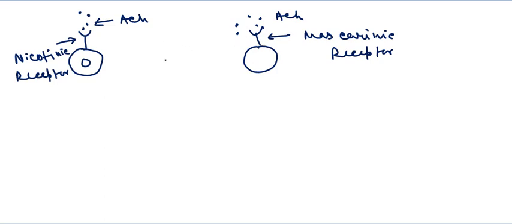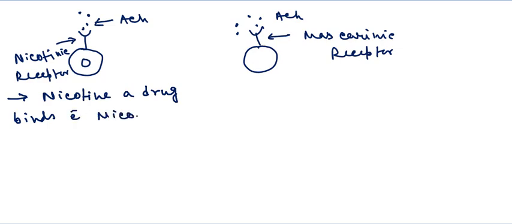Okay, and these receptors are named for the drugs that bind to them and mimic the acetylcholine effect. The nicotinic receptor derived its name from the fact that it was first discovered when nicotine, a drug, was shown to bind to it. The nicotine binds with the nicotinic receptor, and for this reason this type of acetylcholine receptor, or cholinergic receptor, is called the nicotinic receptor, and this drug actually mimics the function of acetylcholine.